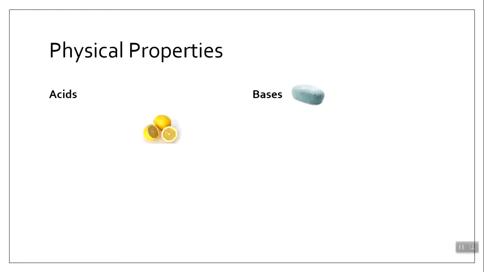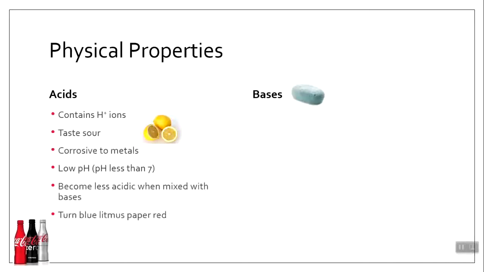So now let's go over the difference between acids and bases. Acids contain hydrogen ions. If you take a look at some of the examples that you have on your note paper, some of the acids are HCl, hydrochloric acid, HNO3, nitric acid, H2CO3, carbonic acid. So what is similar amongst all these examples? They all begin with hydrogen, right? So they all contain hydrogen ions.